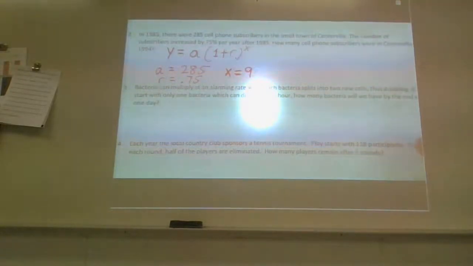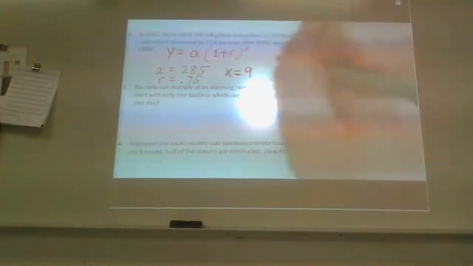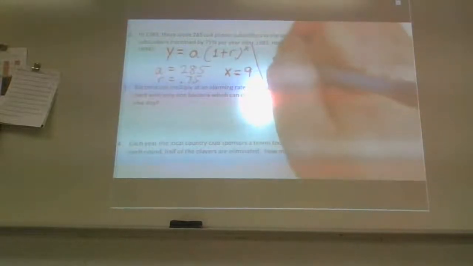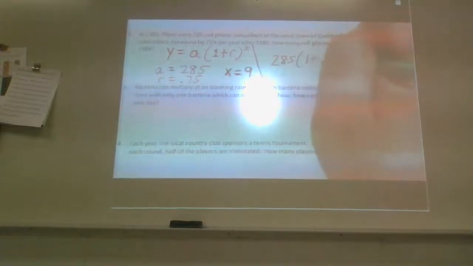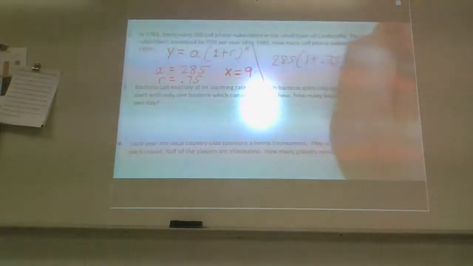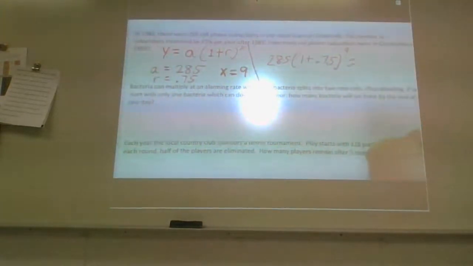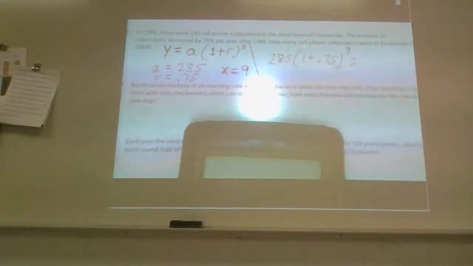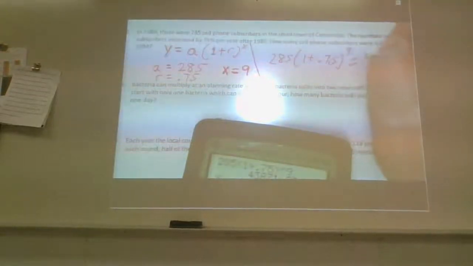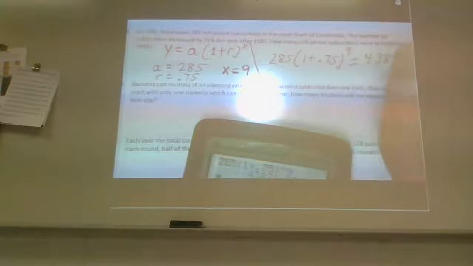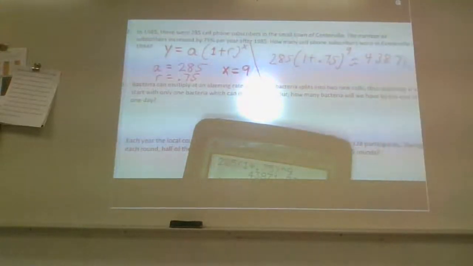Anyway, the time starts in 1985 and goes all the way to 1994, so it would be 9. There's a little bit of a twist here after we fill in the proper information. When you do this calculation, 285 parentheses 1 plus 0.75 to the 9th power, I literally type it in exactly like that. When I actually calculate it, look what I get.